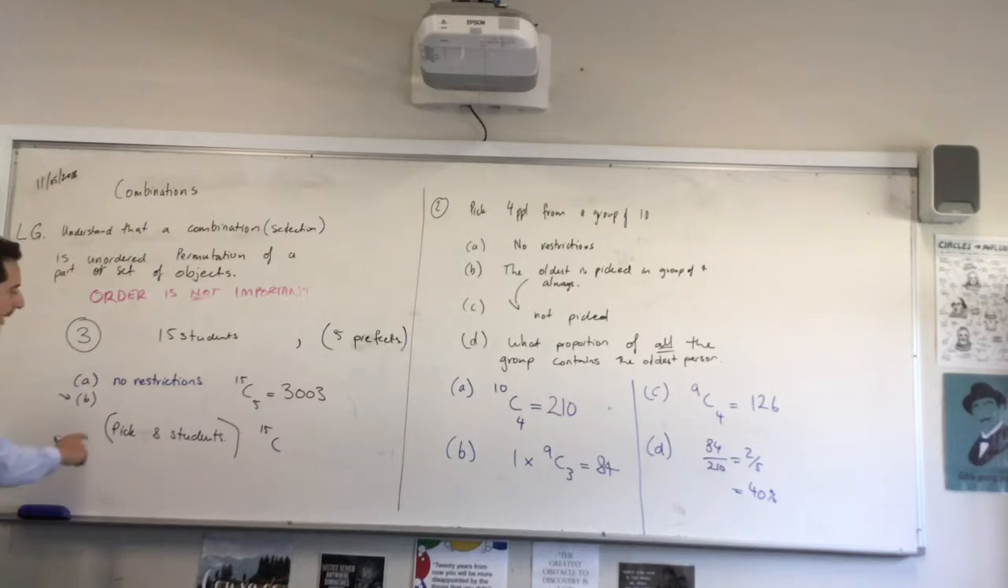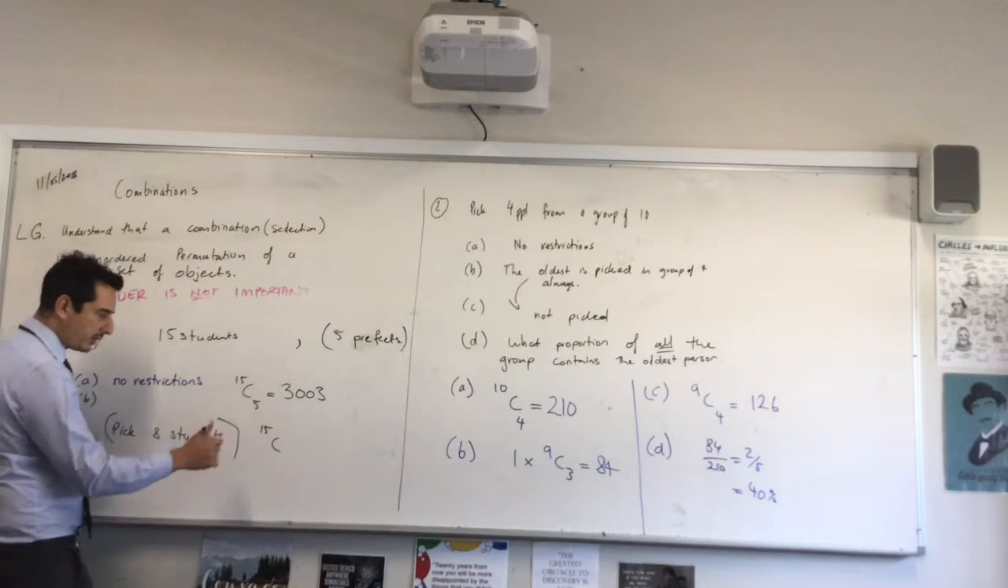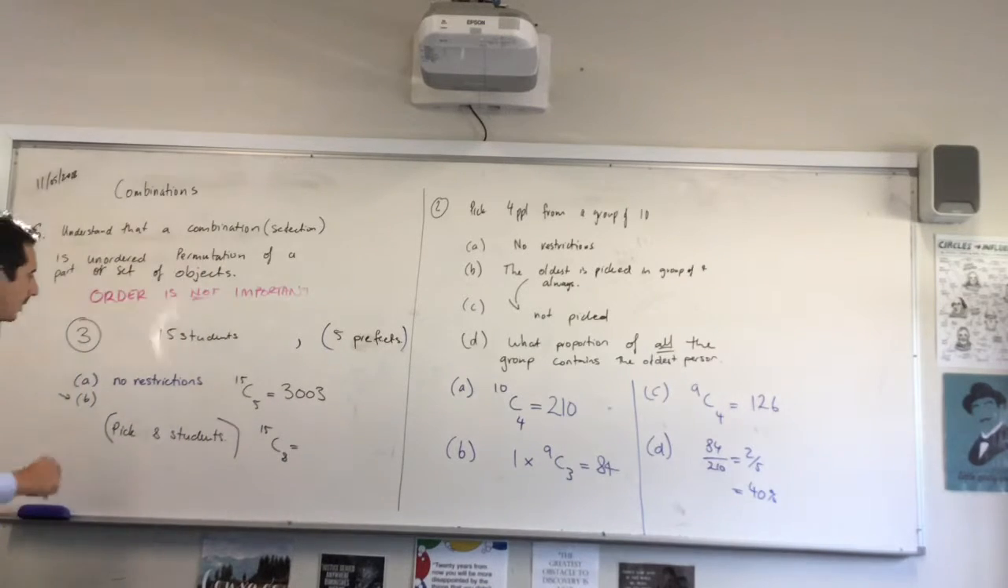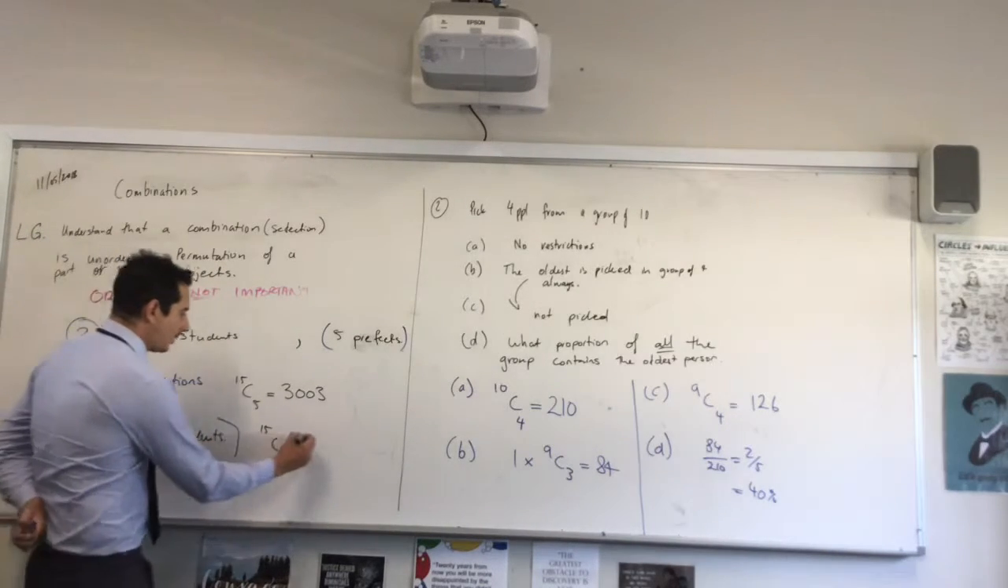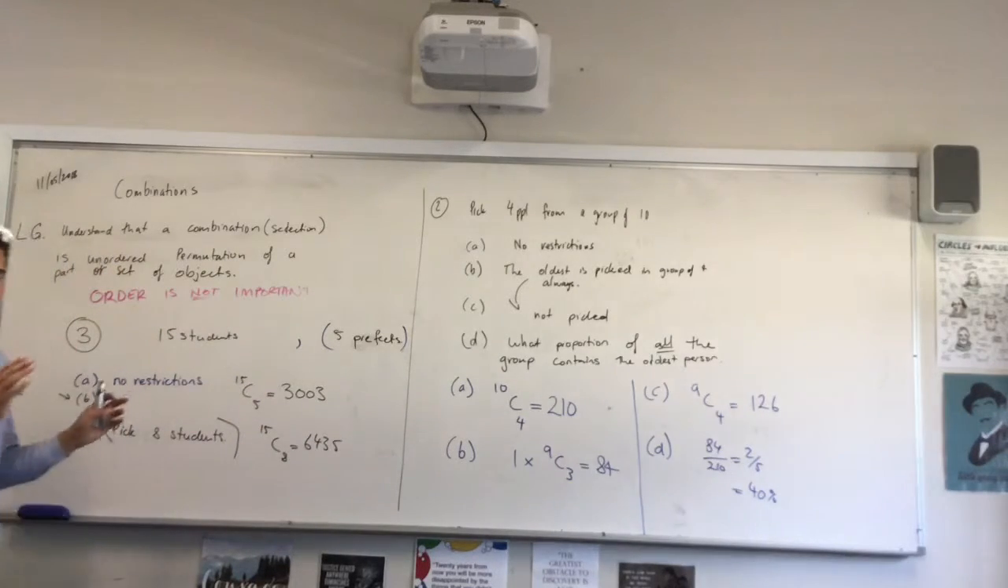All right, B. So how many students? It's going to be 15 choose what, with no restrictions? 8. All right, and the answer, I haven't even got it here. What's the answer? 6,435. So that's the number of combinations we can have when we've got 8 students.